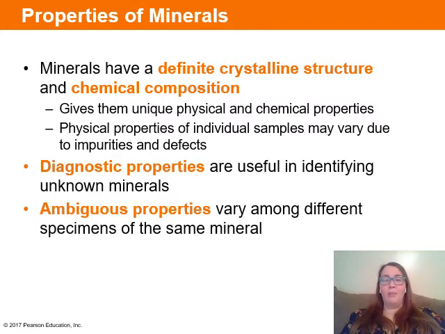If we're looking at our properties, we're going to have two main types. We're mostly going to focus on diagnostic properties, and these are the properties that are going to be really useful in identifying a mineral. We also have ambiguous properties, and these are not going to be very helpful in helping us to figure out what kind of mineral we're looking at, because these ambiguous properties are going to vary. If we look at, for example, 3 different types of calcite, they might look very different because of these ambiguous properties. But the diagnostic properties will remain the same in all of them.